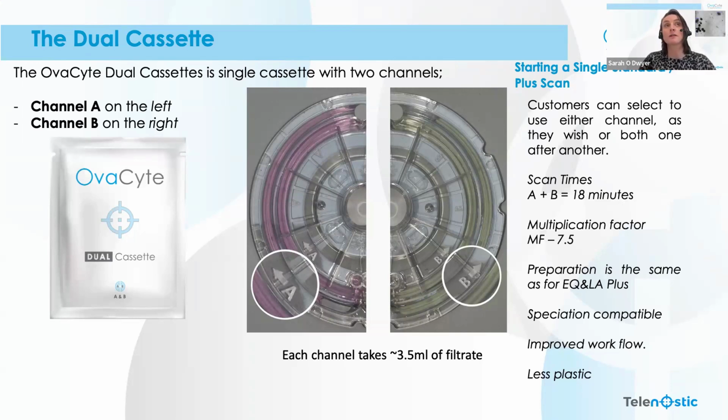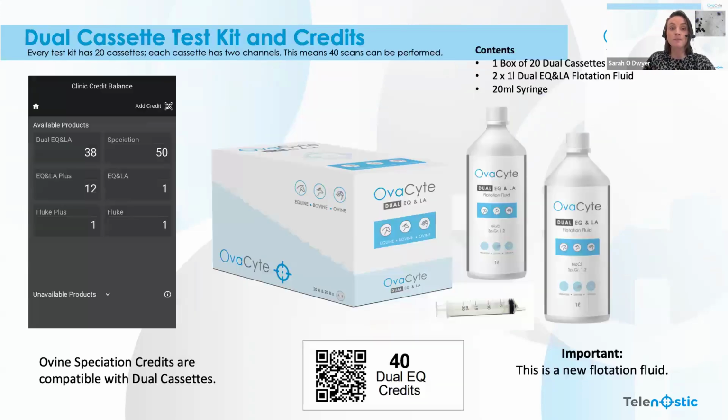Improved workflow: you can prep 2 samples at once and then load and go, and it'll run the 2 tests consecutively, and obviously less plastic. So 66% less plastic than running one on a 2mm cassette.